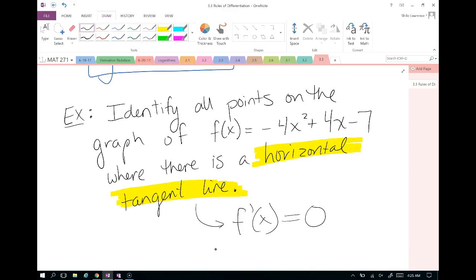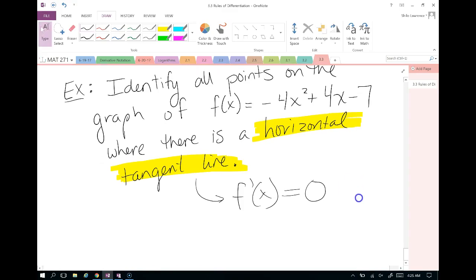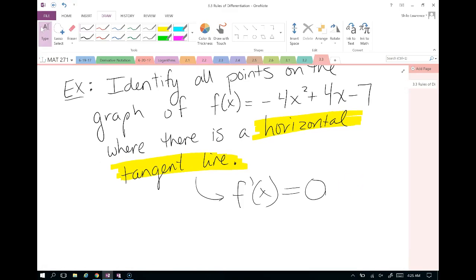These are going to be very, very important locations in the next chapter. These are called critical values. So we need to find our derivative. We have the original function, f of x equals negative 4x squared plus 4x minus 7. We need to find the derivative and then set it equal to 0 and solve. So this function has 3 different terms. We're going to have to take the derivative of each of them individually.